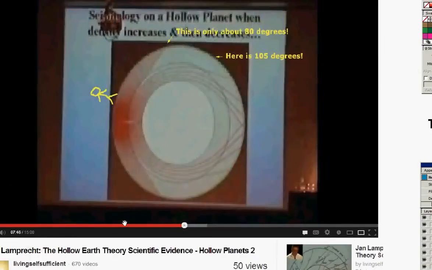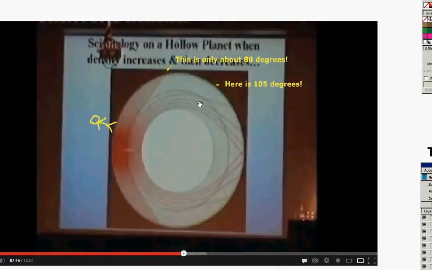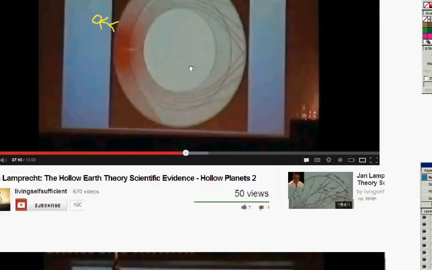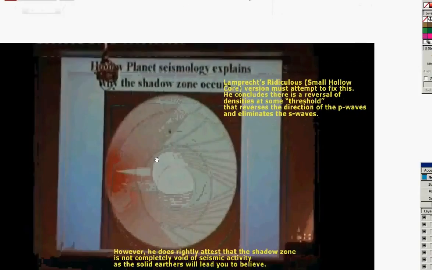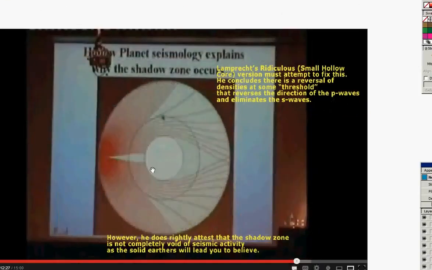Jan Lamprecht basically saying that initially, this is your initial version of the seismic activity on a convex planet that happens to be hollow in theory. But they only have the S and P waves going to about 80 degrees, and so they have to revise their model to create this much smaller hollow interior. And they have to say, well, then the S waves are gradually speeding up as you get deeper and deeper, as the material becomes more dense. And then it transitions, and it starts to become less dense, so it slows down.